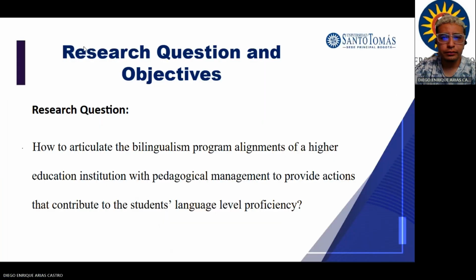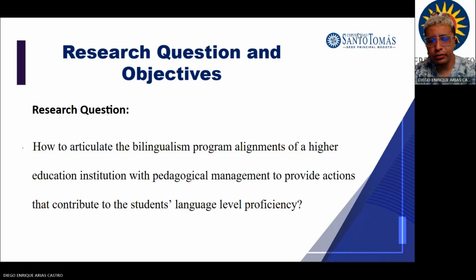First part is to remember the research questions and objectives. The first question is how to articulate the bilingualism program alignments of a higher education institution with pedagogical management to provide action to the students' language proficiency. This is our main research question to keep in mind.